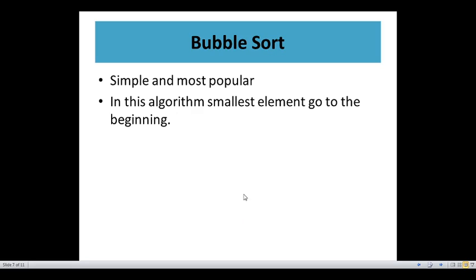Here we will see the first type of sorting, which is bubble sort. What is bubble sort? Why are we using the name bubble? In this algorithm, the smallest element goes to the beginning. The name comes from its working, which is like a bubble. So it is a bubble sort algorithm. It is a simple algorithm and the most popular algorithm.